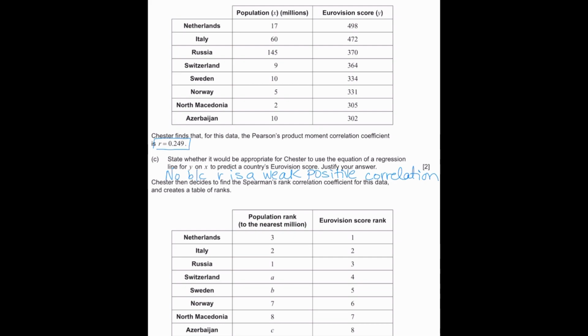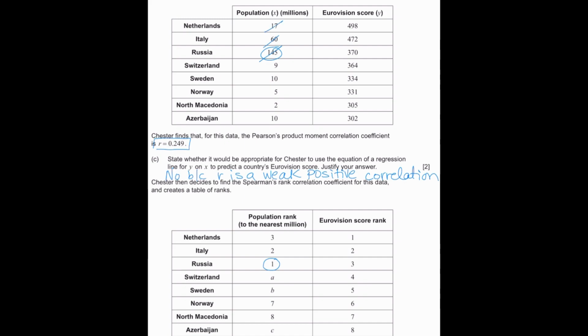If you look at population rank, notice that Russia is ranking number 1. Russia is 145. It is the biggest number. That means that we are going to be ranking these in descending order, highest to smallest. So Russia's number 1, followed by number 2, which is Italy. Number 3 is going to be Netherlands.